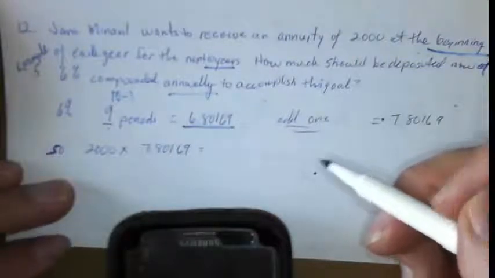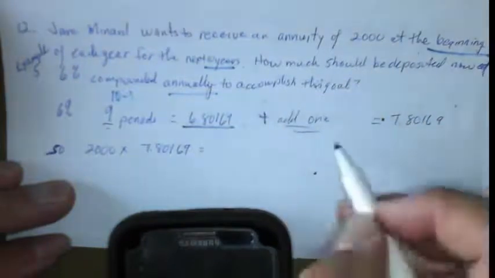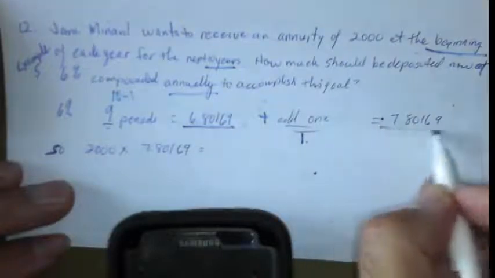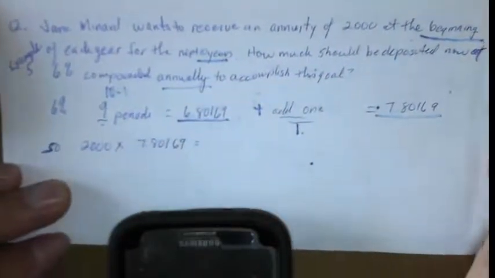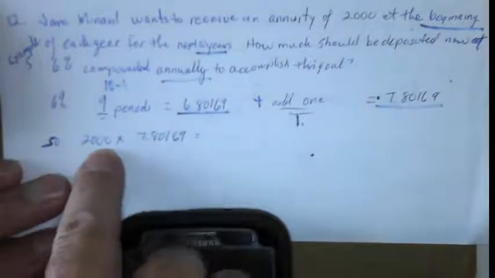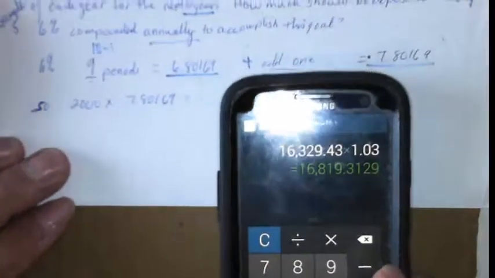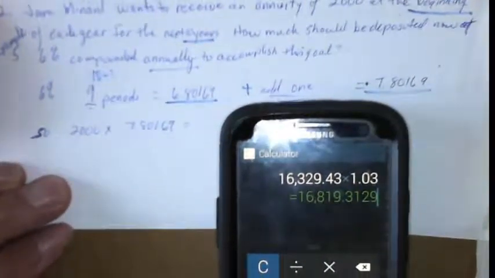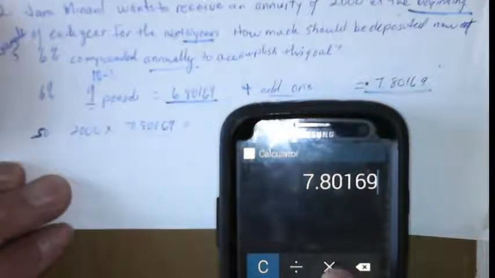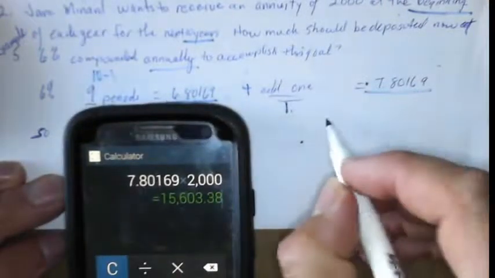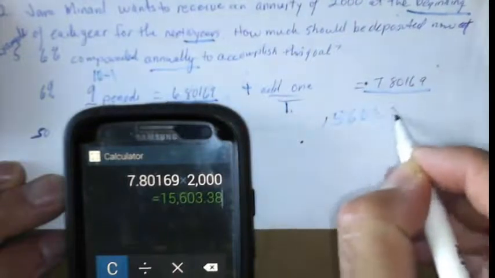6.80169. And then our formula says we have to add 1 to that, so we add a whole number. That's where we got the 7 point. And then our final step is we take our amount times our new number. Let me get the glare off of this for you. So we would have 7.80169 times our 2,000, which gives us 15,630.38.